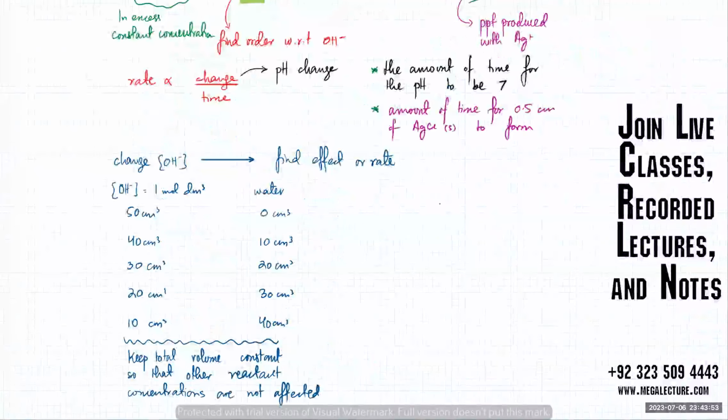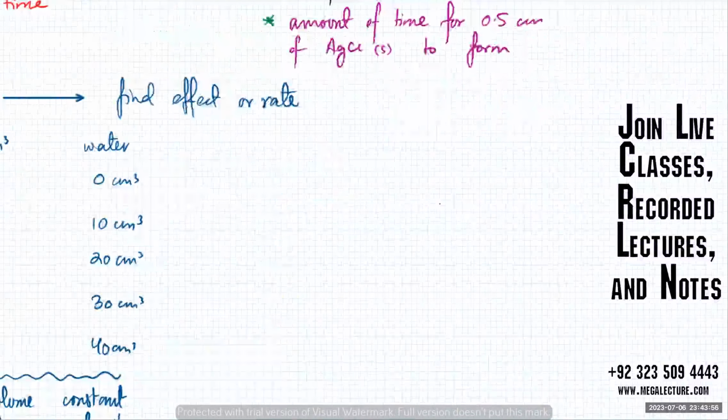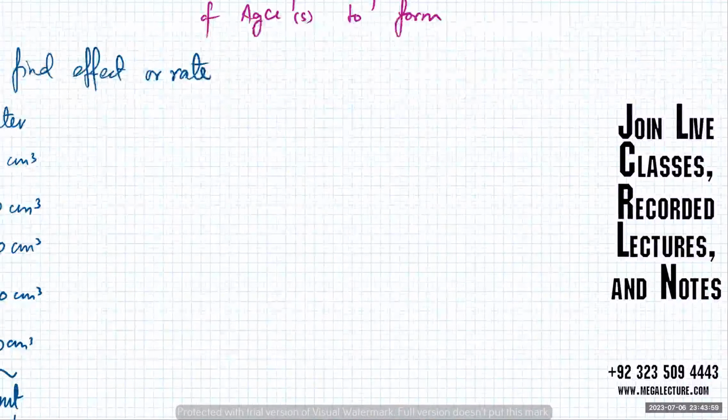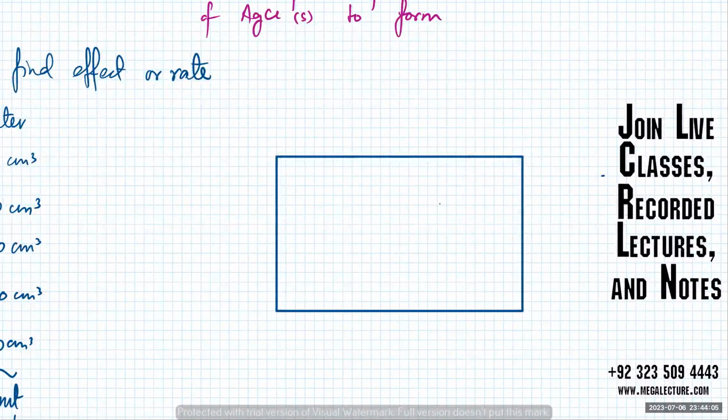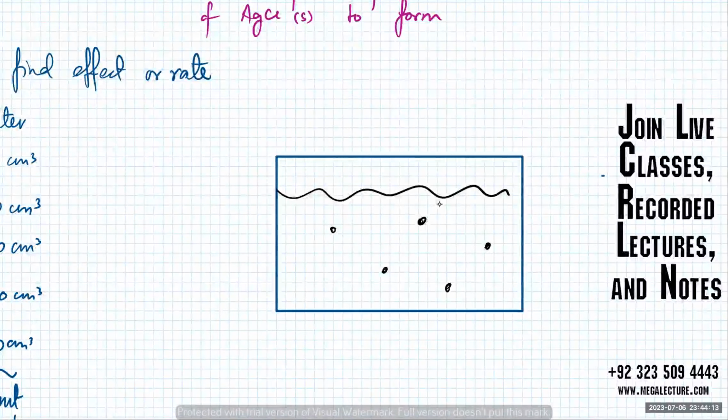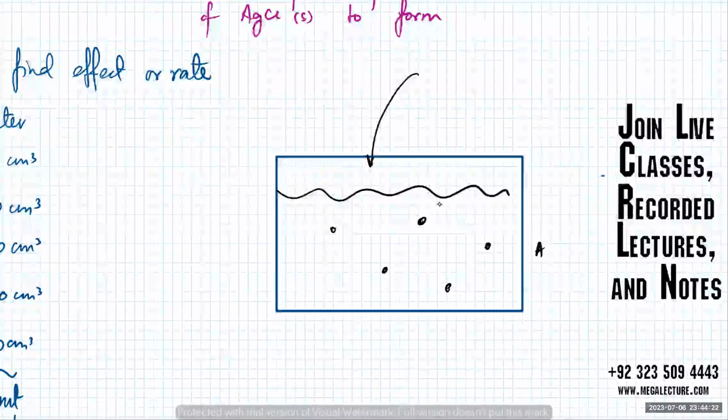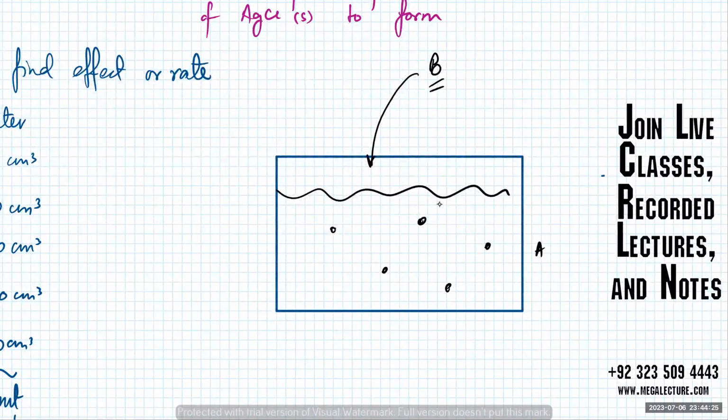No, I don't understand. What are you keeping the volume constant of? See, for example, there are two reactants, right? I've got the first reactant, let's say 5 particles. Then I add the other reactant. This is reactant A, and then I add reactant B. Now, when I add B, let's say in the first one, I'm adding 10 cm cube of B. I'm going to add 40 cm cube of water to it, right?